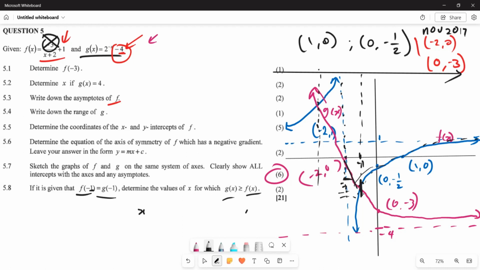So it's going to be where x is an element of real numbers. And again, it's going to be where x is in between what? In between -2 and also -1. So basically that is where the graph of g of x is going to be above the graph of f of x.